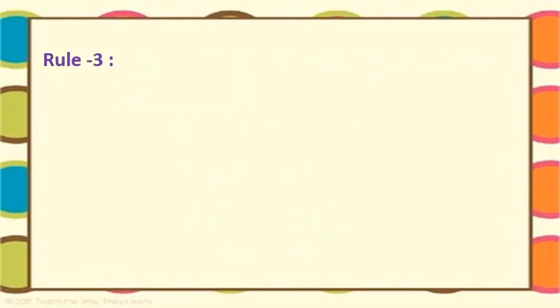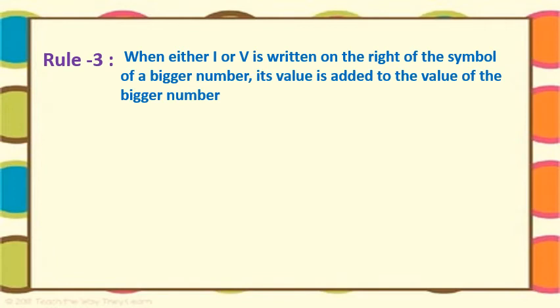Third rule. Your third rule is when either I or V is written on the right of the symbol of a bigger number, its value is added to the value of the bigger number. Again, we will go through the examples. V means 5. Here I have written this to the right of the bigger number. Means V means 5 plus 1, because to the right means we are always going to add. So it is 6. Am I right?